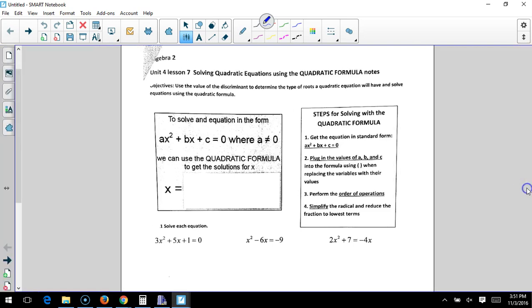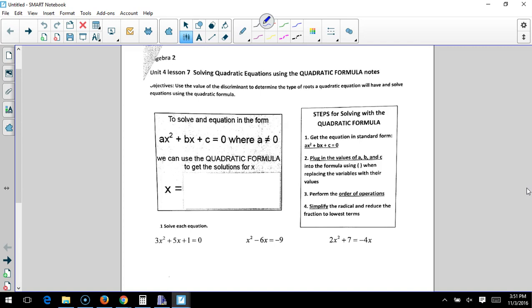So here you go. First off, remember we have the general form ax squared plus bx plus c equals 0. A can't be 0 because if it was, that would just get rid of the x squared and then we'd have a linear equation. So to have a quadratic, A can't be 0.